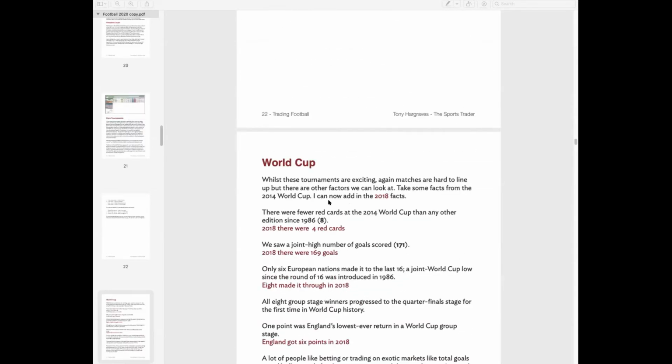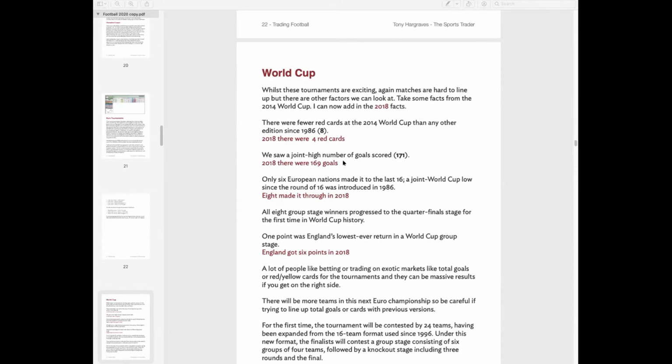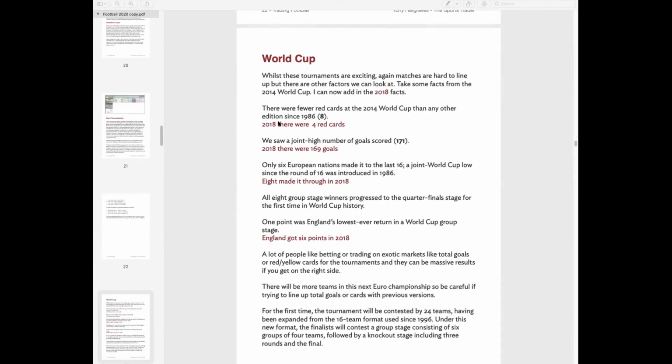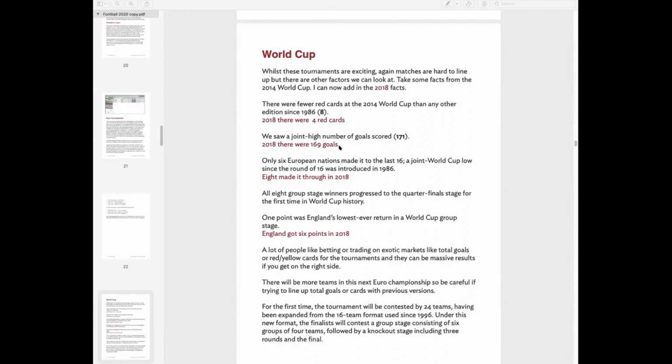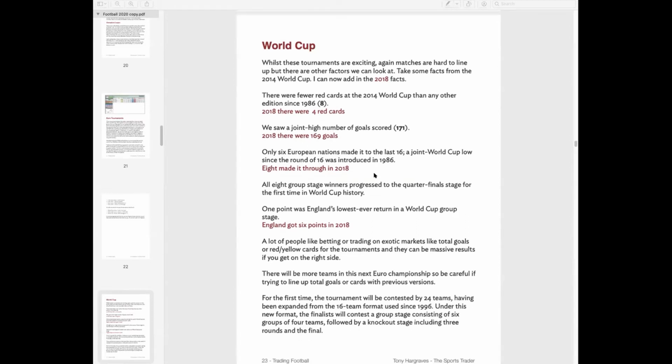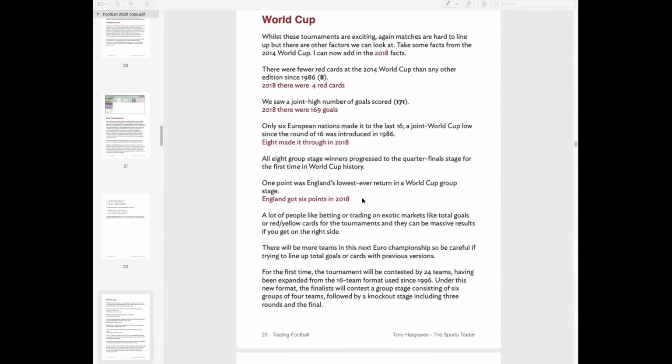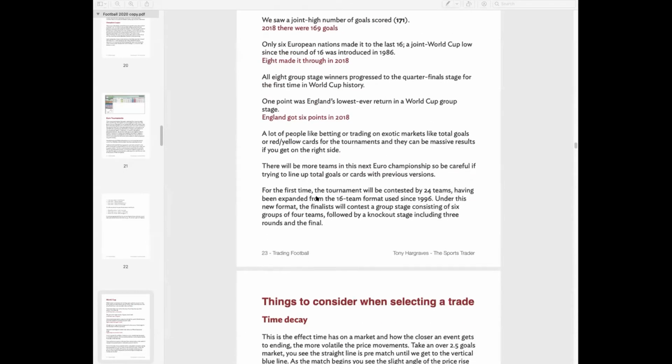So then we go through the World Cup. We have a look at the World Cup. No need to focus too much on it today. I'll probably throw something together when the next World Cup comes around. You can come and join me for that. But I like looking at tournament bets, so you can find value in looking at red cards. There were fewer red cards at 2014 than any other edition, but we saw a joint high number of goals. And then you've got all these different stats that you can have a look at.